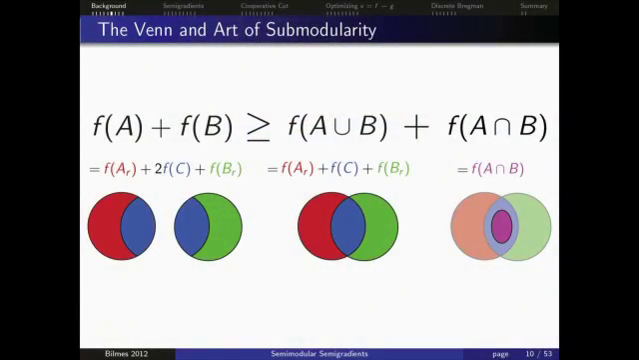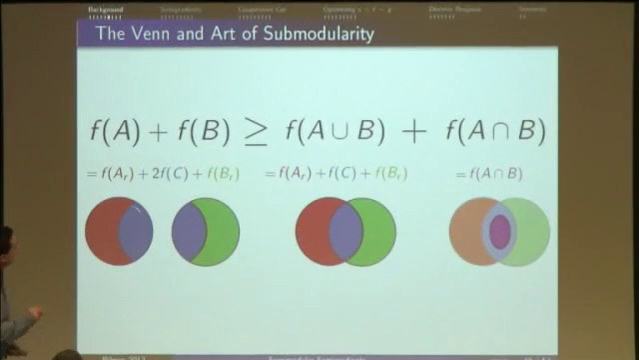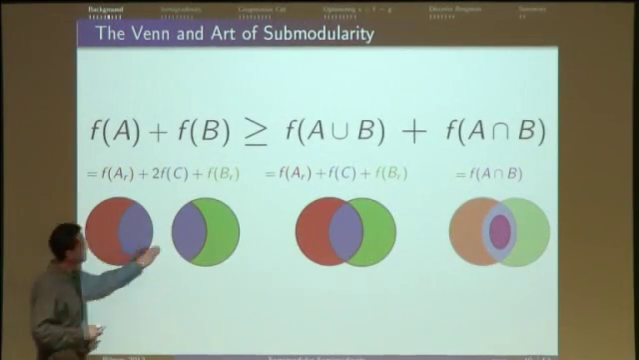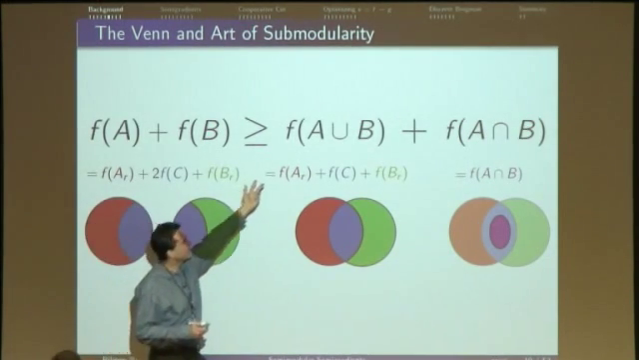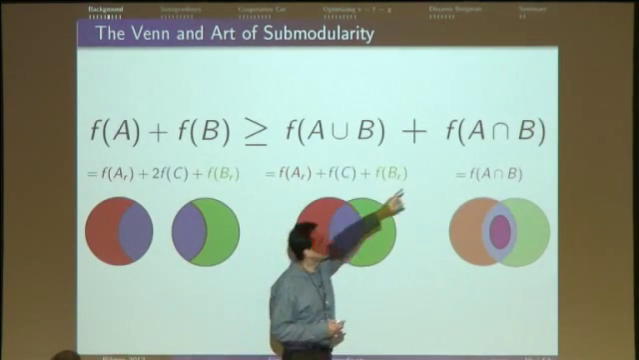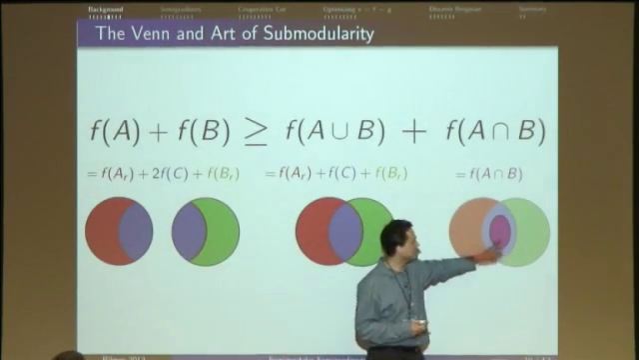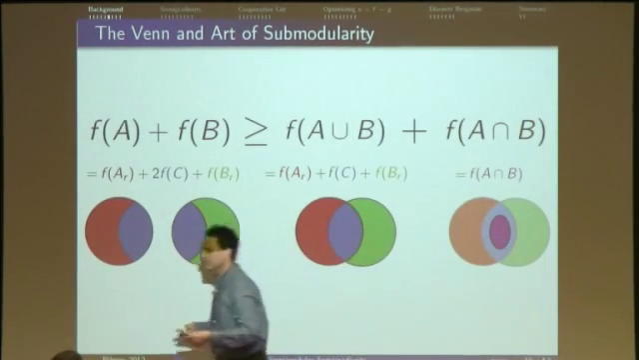So given this intuition, you've got this picture. This is a graphical or pictorial view of the submodular equation. So you have f of A plus f of B, where the common information is counted twice, so 2 times f of C, is greater than or equal to f of the union, where the common information is counted only once, plus f of the intersection, which only has the common index. And since the magenta part is less than the blue part, you therefore have submodularity. So there you have it.